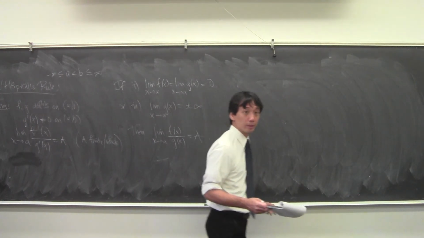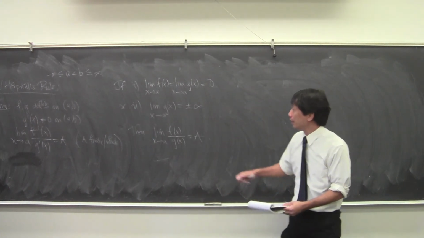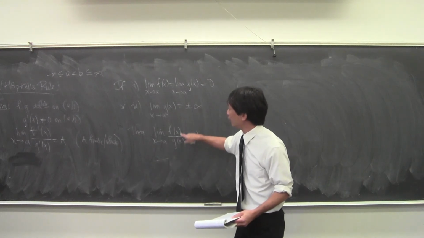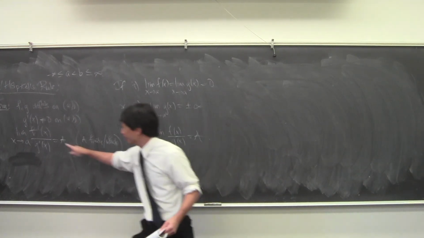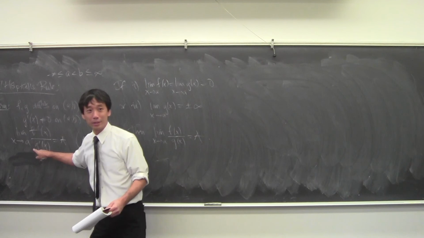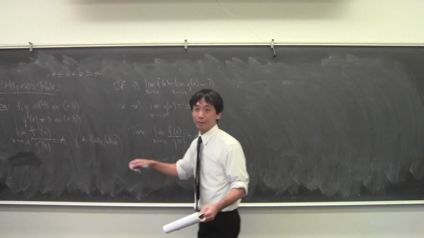Professor? Yes. Those are derivatives, right? No, the limit of the quotient of the function will equal the limit of the quotient of the derivatives. Okay. This A is the limit of the quotient of the derivatives.